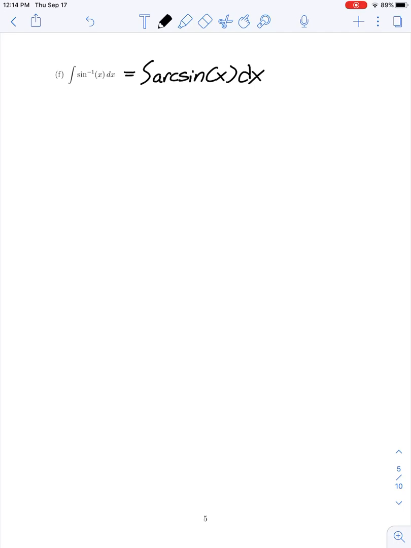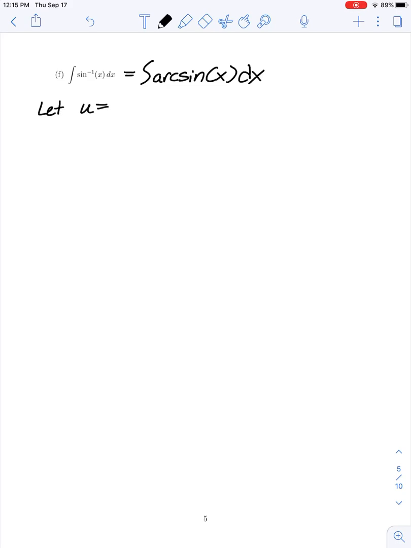So here, we don't know how to evaluate, or we don't know immediately what the antiderivative of arc sine of x is. So if we don't immediately know the antiderivative, how can we integrate this? And our idea is to make use of integration by parts. So let's see how this will work.